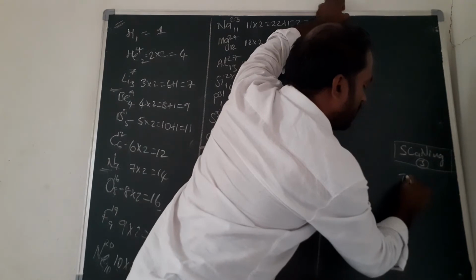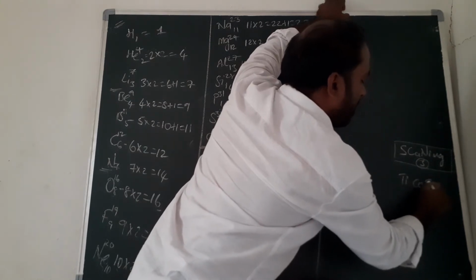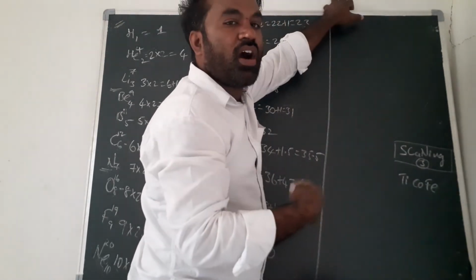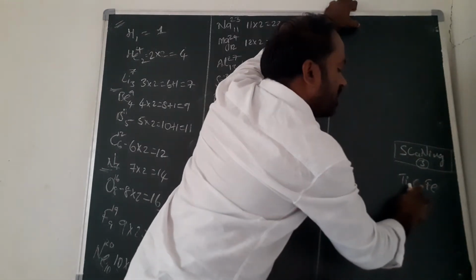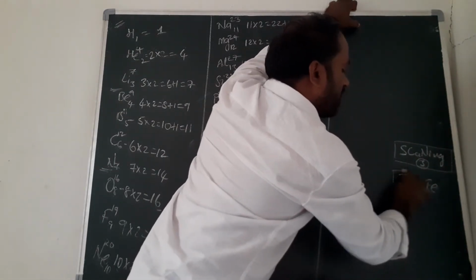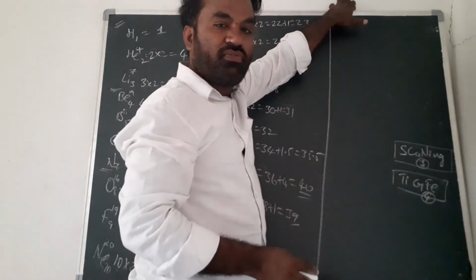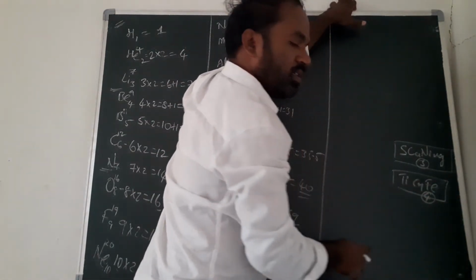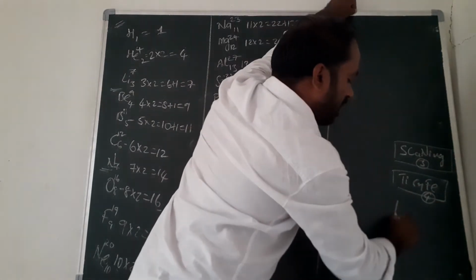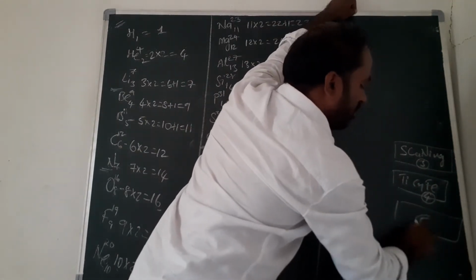Tea. Coffee. Instead of coffee, here I write CR. For tea coffee, it is 4 rupees. Next, remaining elements are 5 rupees.